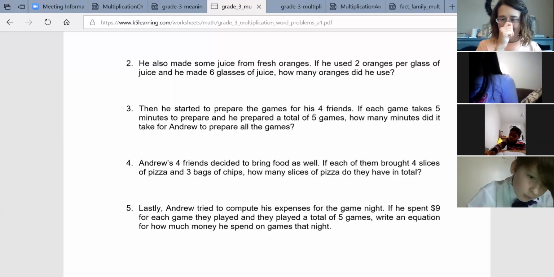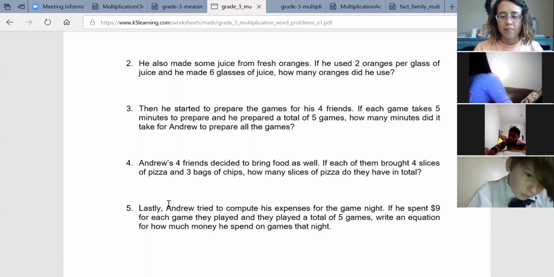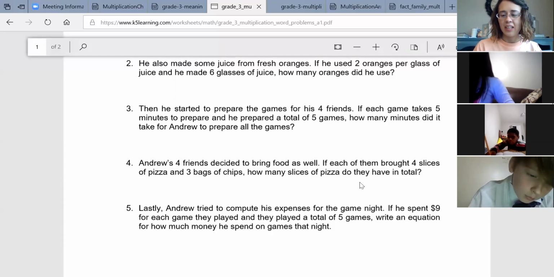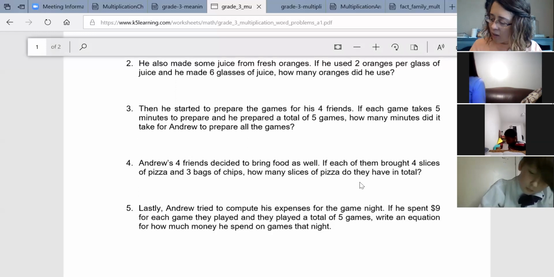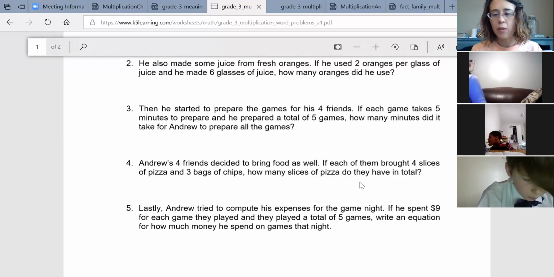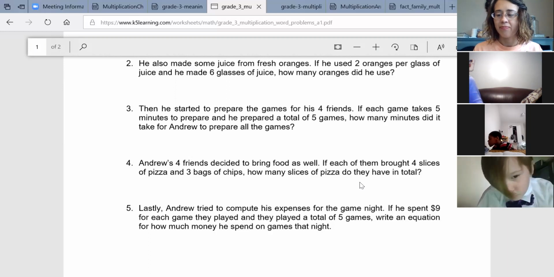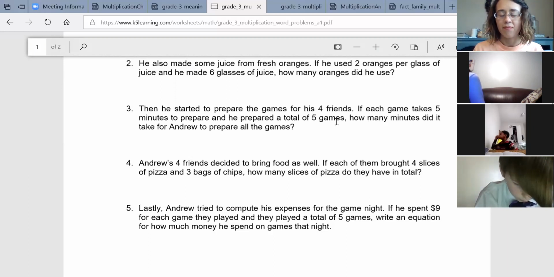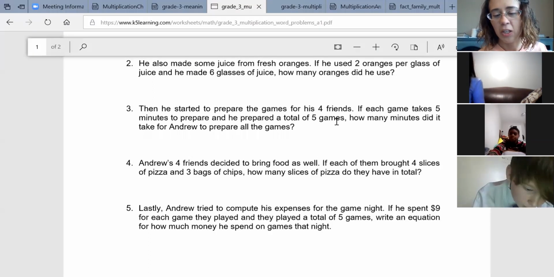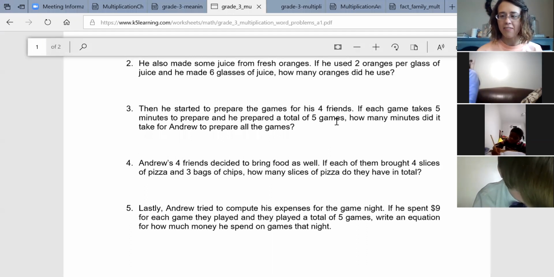I sent my answer to you in the chat box. All right, can you share it with the group? Sure. 5 times 5 is 25. And then what would the equal groups be? Are we talking about 5 games are the equal groups or 5 minutes? Well, there are 5 games that each take 5 minutes. Yes. So 5 times 5 is? 25. Perfect.